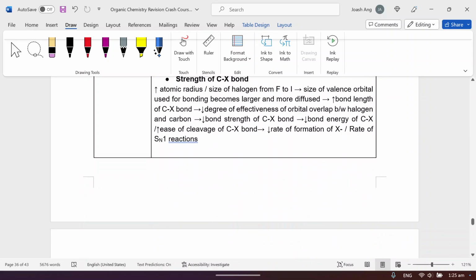Okay? Another factor is the strength of the C-X bond. This one is self-explanatory. You have to focus on the size of the halogen and the bond length, when the valence orbital being used for bonding is more diffuse, right? The effectiveness of the orbital overlap is less effective. Okay, less effective. So this means the bond strength will be lesser, bond energy lesser, and rate will be lesser. Okay.